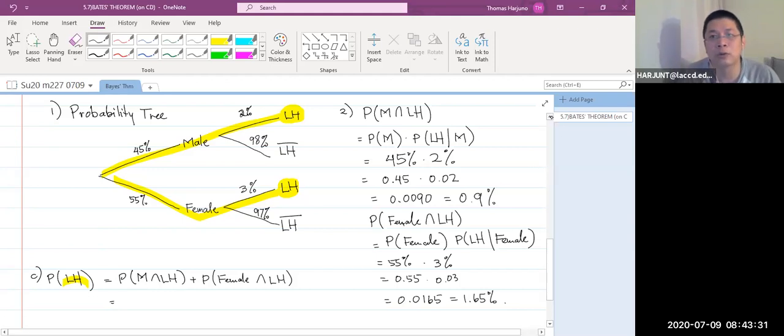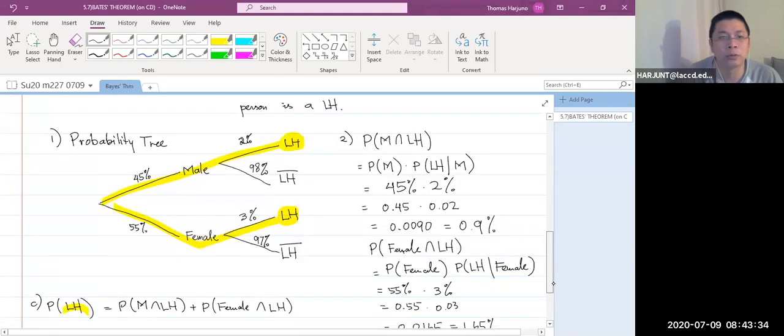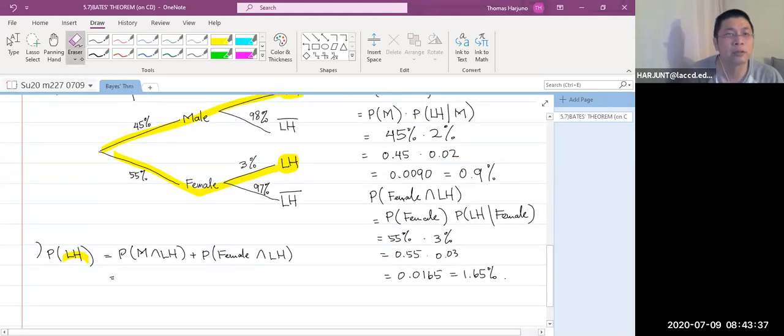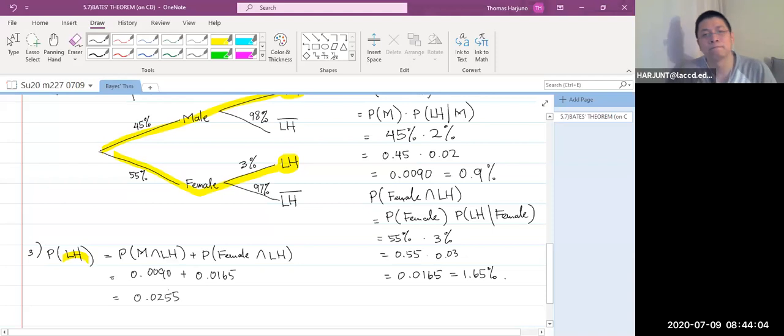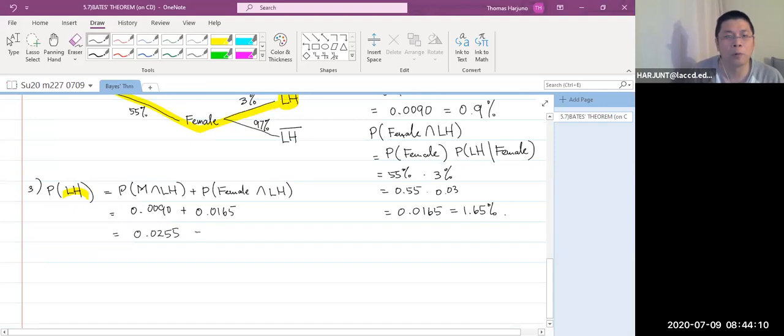Did I use ABC or 1, 2, 3? 1, 2, 3. Okay, so this is 0.9% plus, or you can just make it decimal. Let me use decimal. 0.0090 plus 0.0165, which when I add, I get 0.0255. Okay, so this actually tells us that from our whole population, 2.55% are actually left-handed.